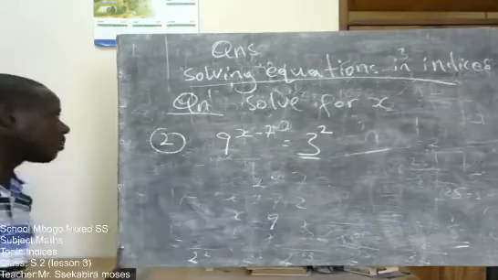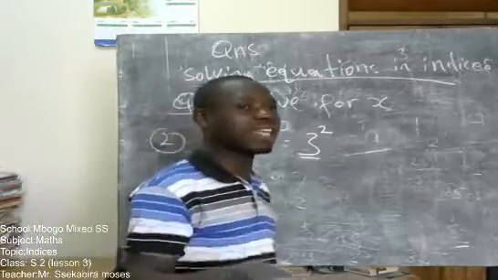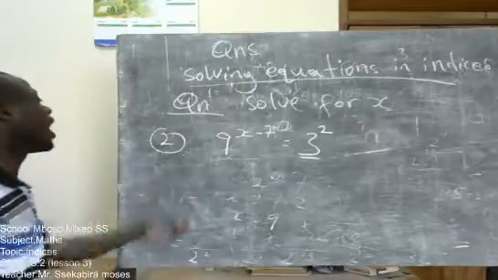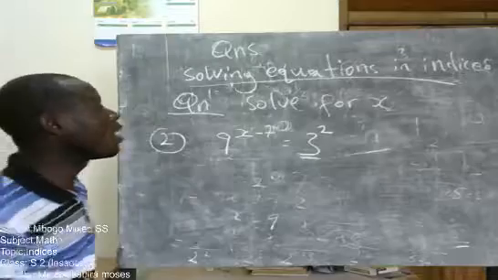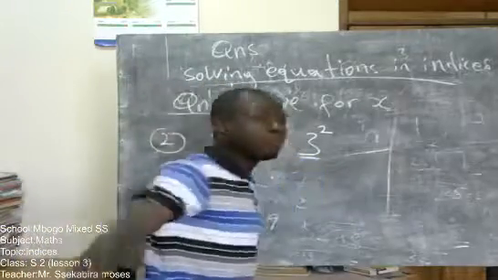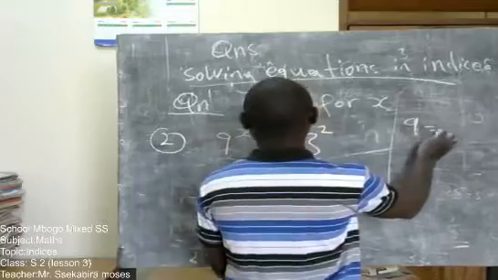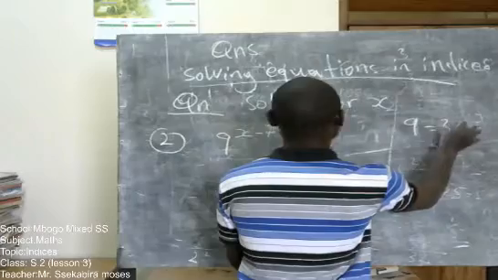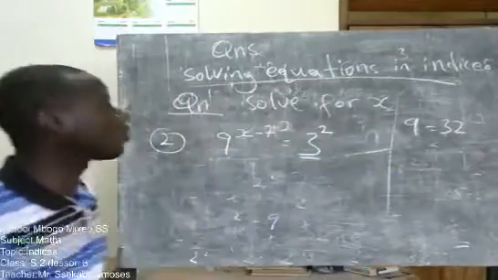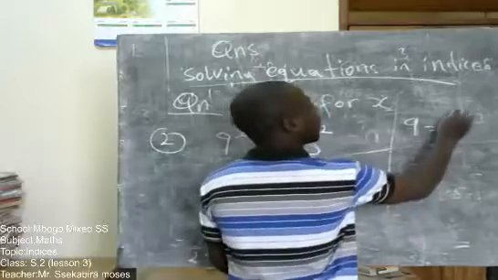Is 9 a prime number? No, a prime number is a number which has 2 factors, 1 and itself. So if 9 has more than 2 factors, therefore it is not a prime number. When we prime factorize, 9 is equal to 3 to power 2.